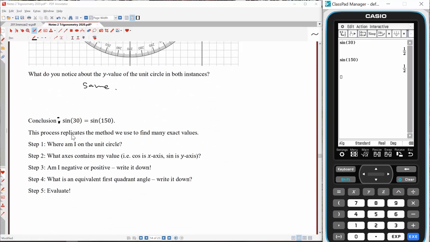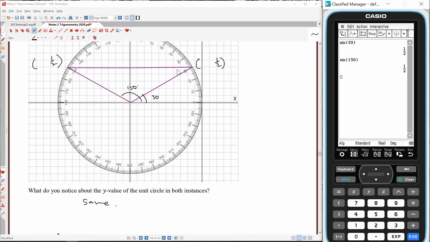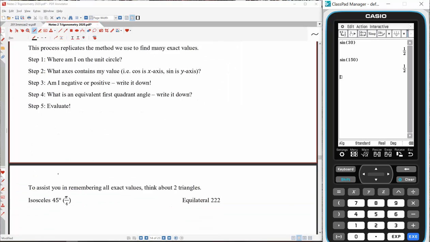All right, so the basic process that we did there replicates the method we used to find many exact values. So where am I on the unit circle? That's the first step. What axis contains my value, i.e. x axis or y axis? Am I negative or positive? And we write that sign down. And what's the equivalent first quadrant angle? So sine of 150 is equivalent to the sine of 30. And we write that down, and then we evaluate it.